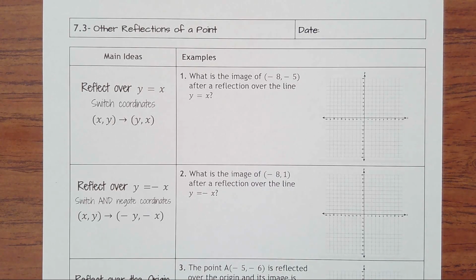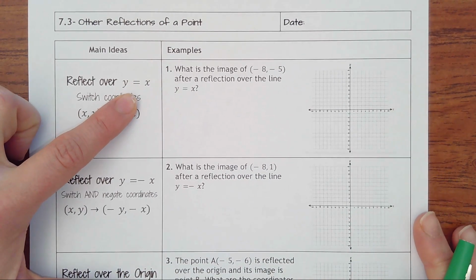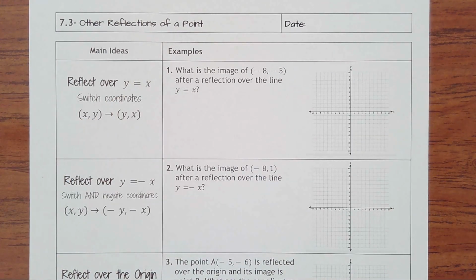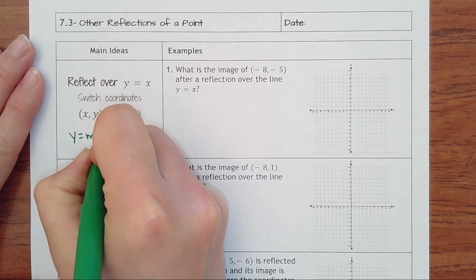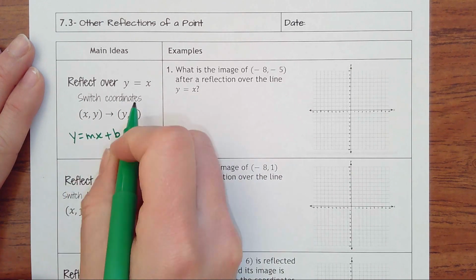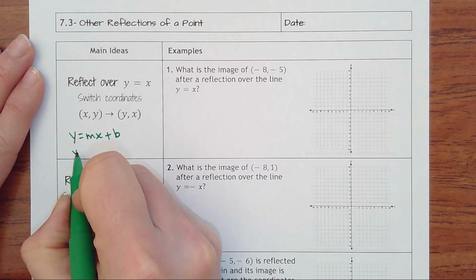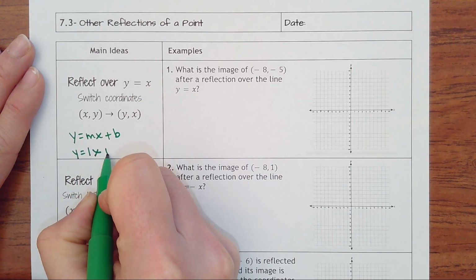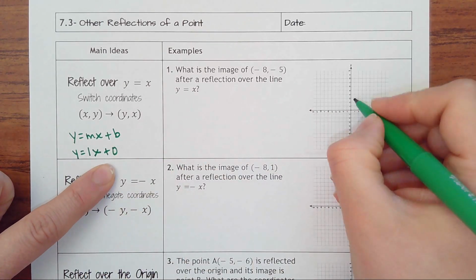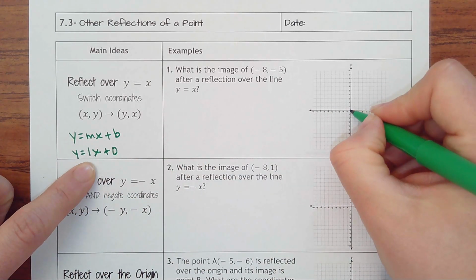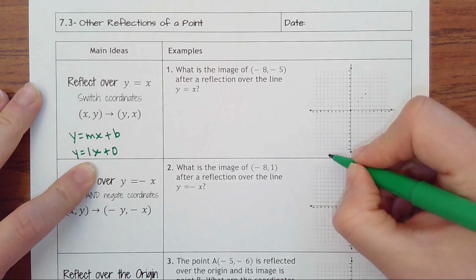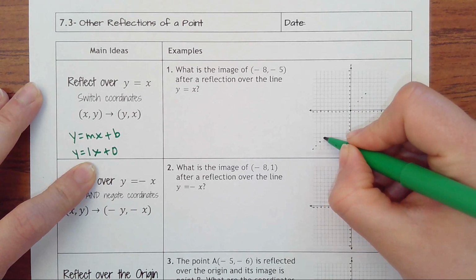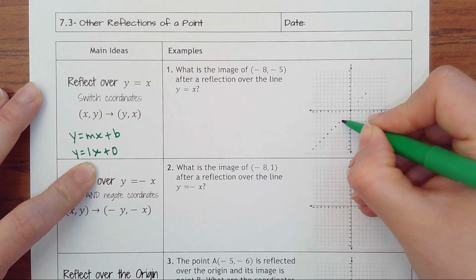7.3, other reflections of a point. So we've got reflecting over the line y equals x, and I found that we're forgetting back from algebra that you have y equals mx plus b, which is called slope-intercept form. So when I have y equals x, that's really y equals 1x plus nothing. So it has a y-intercept of 0, and it has a slope of up 1, right 1. And so it makes it to where it hits every corner of the box.